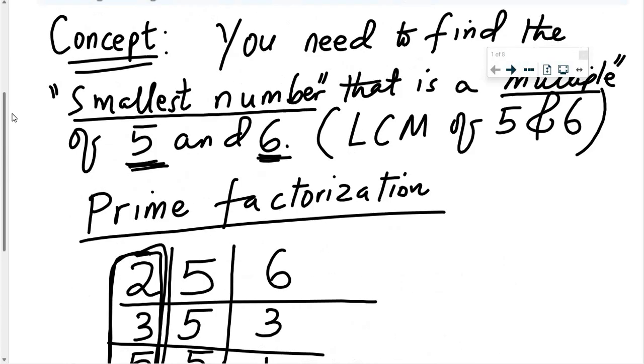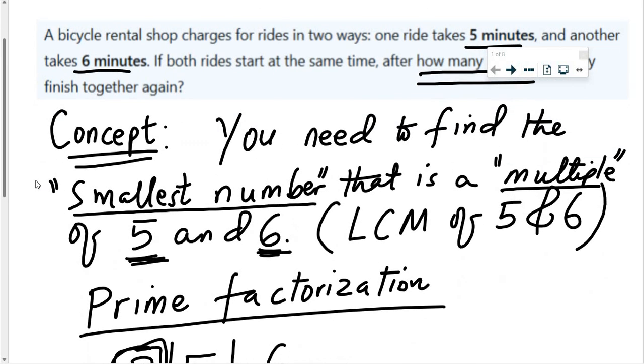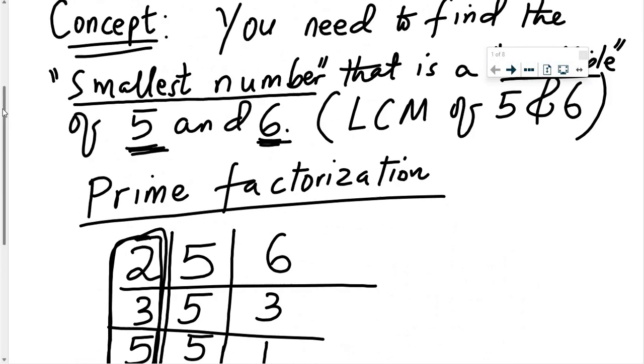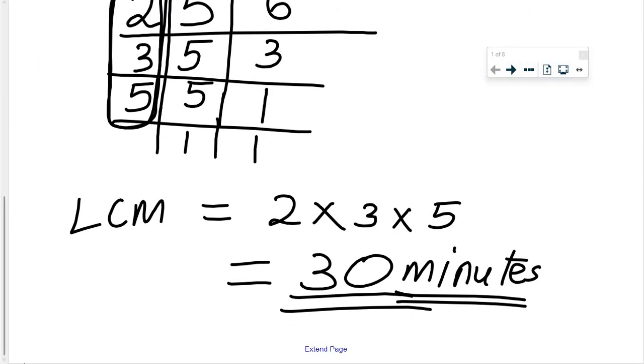So the concept behind this question was to find the smallest number that is a multiple of 5 and 6. That's all. That is the concept. The next question.